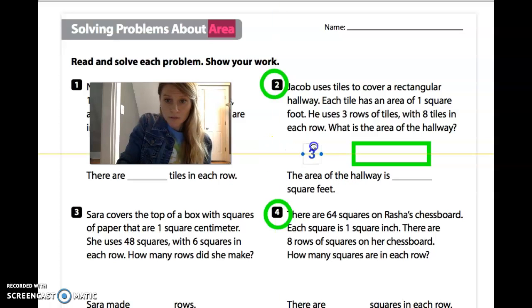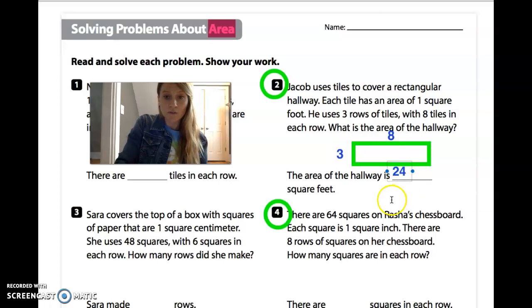So here's my 3 rows on this side. I wish I could draw 1, 2 lines and 8 tiles in each row. 1, 2, 3, 4, 5, 6, 7, 8. But a shortcut, I can just write the number 8. So 8 times 3, what's the area of the hallway? 24 square feet. They gave you a label, so you're lucky.